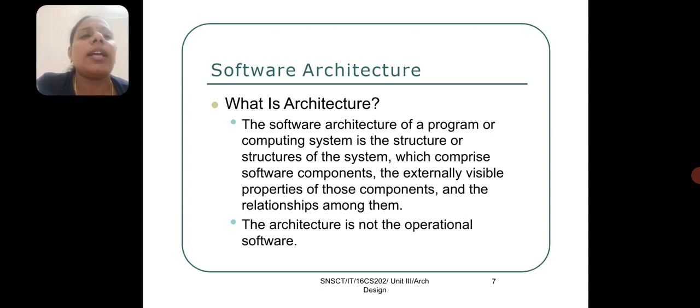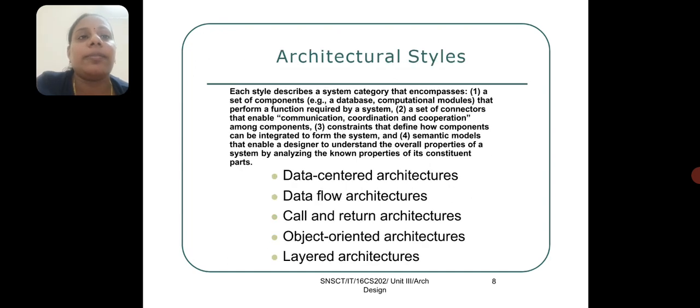The architecture of a program or computing system is a structure or structures of the system which comprise software components, the externally visible properties of those components and the relationships among them. The architecture is not the operational software.